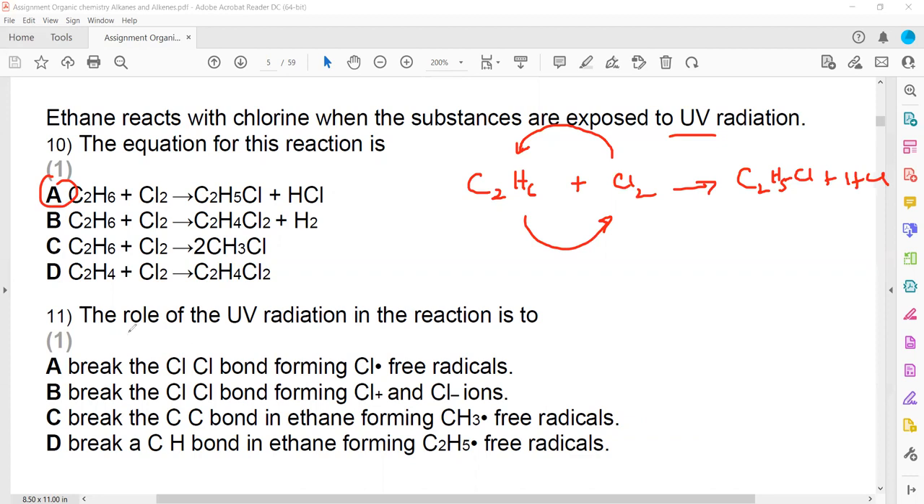is the right one. The role of ultraviolet radiation in the reaction: what is the purpose of UV rays or ultraviolet radiation? It will produce chlorine free radicals. Due to the ultraviolet radiation, homolytic bond breaking will occur and it will produce a chlorine free radical. So it breaks the chlorine bond, forming chlorine free radicals. That's why A is the right answer for this.